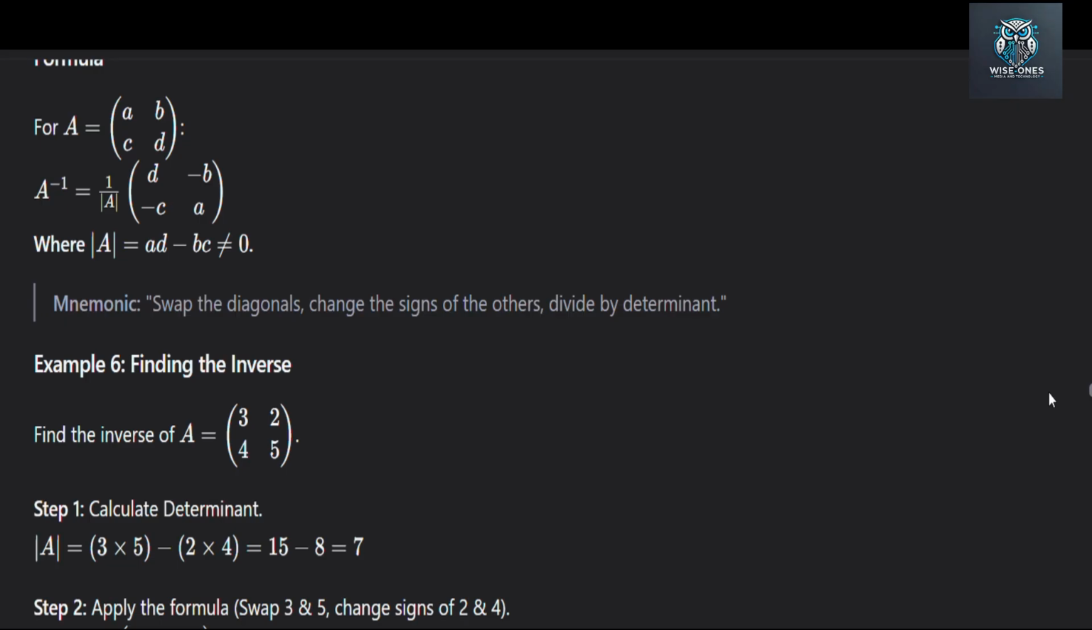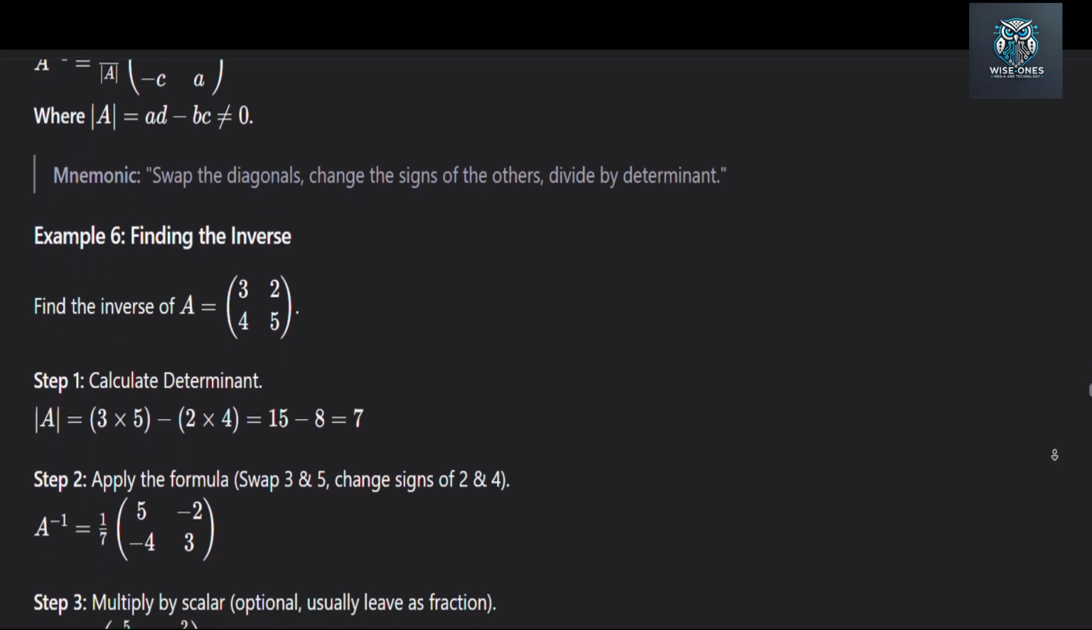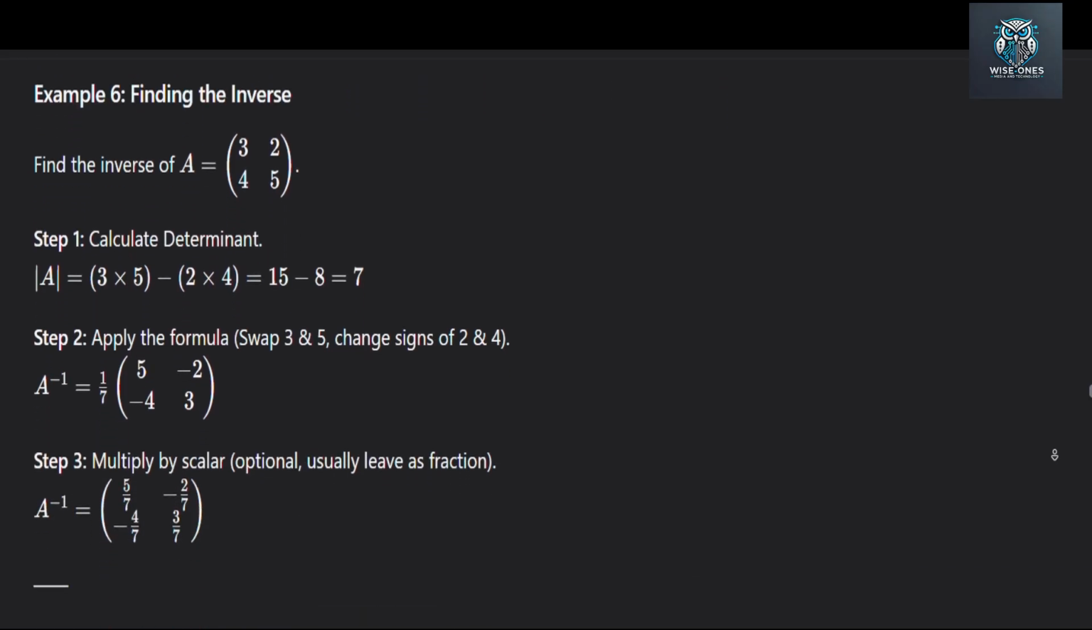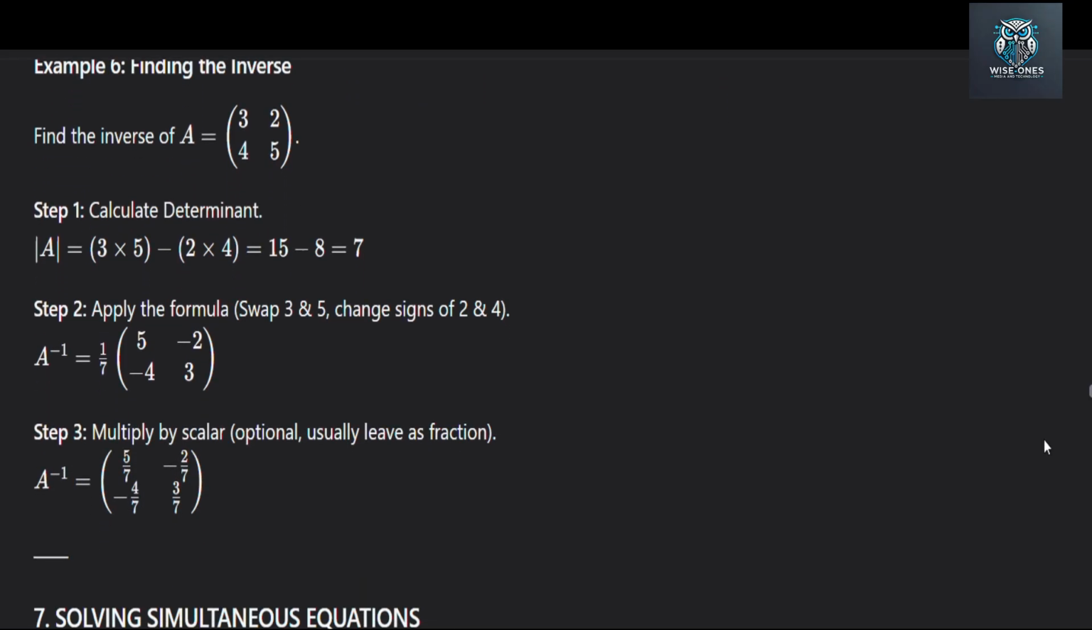Let us look at example 6, finding the inverse. Find the inverse of A. A equals a matrix with first row 3, 2, second row 4, 5. Step 1, calculate determinant. Determinant equals 3 times 5 minus 2 times 4. 3 times 5 is 15. 2 times 4 is 8. 15 minus 8 is 7. So the determinant is 7.